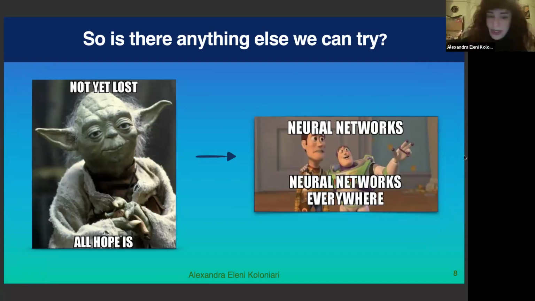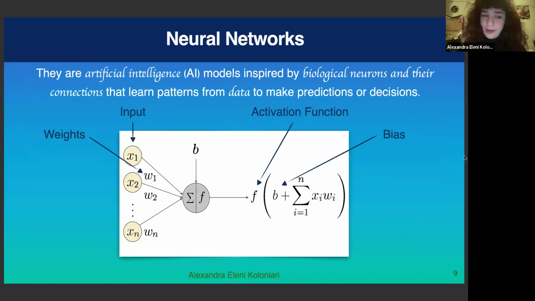So, is there anything else we can try? Well, not all hope is lost. There is something we can try, and since they are very trendy these days, why not try neural networks, since they are everywhere? And for those that aren't familiar, neural networks are artificial intelligence models that are inspired by biological neurons and their connections so that they can learn patterns from data to make predictions or decisions.